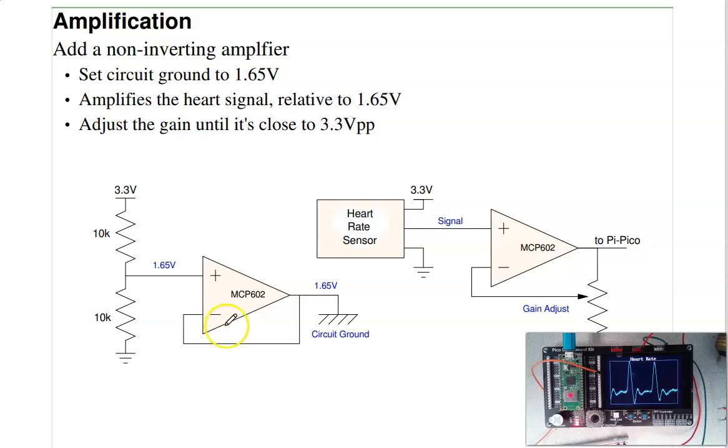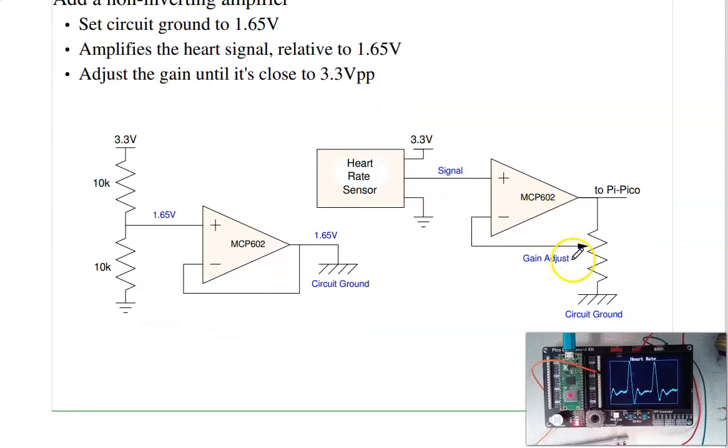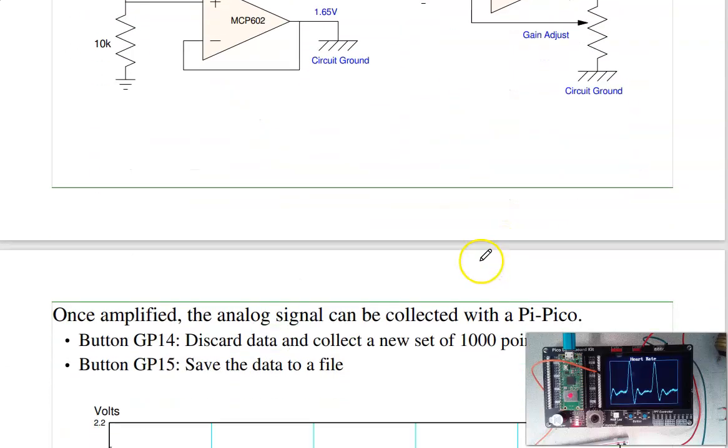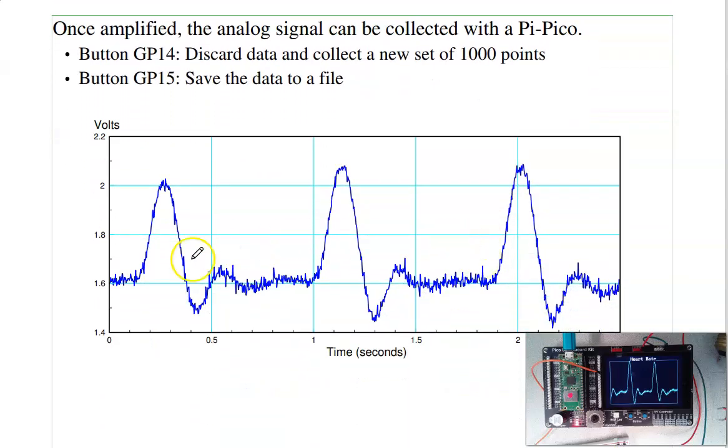So to amplify it, same as we did before, create a 1.65 volt reference, take the heart rate signal, amplify it relative to 1.65 volts. There's my gain adjust. Play with that potentiometer until I get a signal which is large but not clipping. Once I get a large enough signal, I can then collect it.